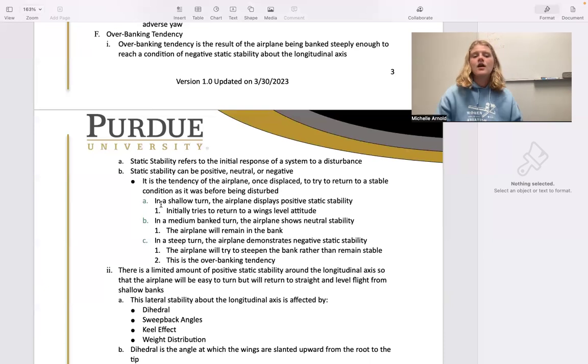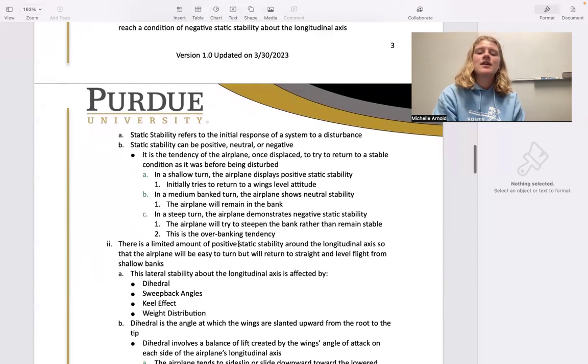So when we're turning in a shallow turn, the airplane displays positive static stability. This is when it initially tries to return to wings level. In a medium bank turn, the airplane will show neutral stability. The airplane will remain in that bank. And in a steep turn, the airplane demonstrates negative static stability. So the airplane will try to steepen the bank rather than remain stable. And this is when we get overbanking tendency. And since we're in a steep bank for the steep turns, this is going to be an issue.